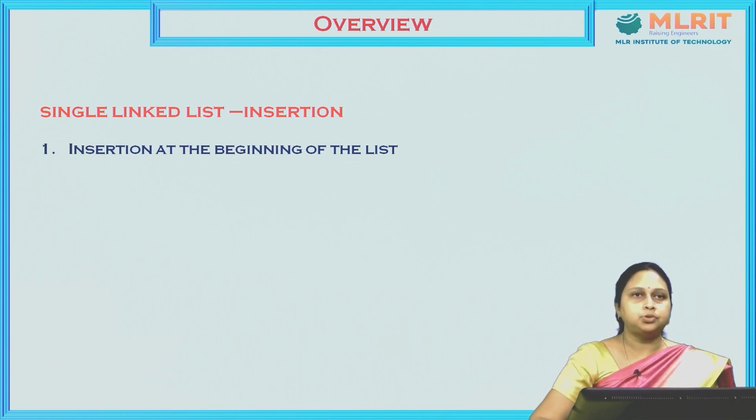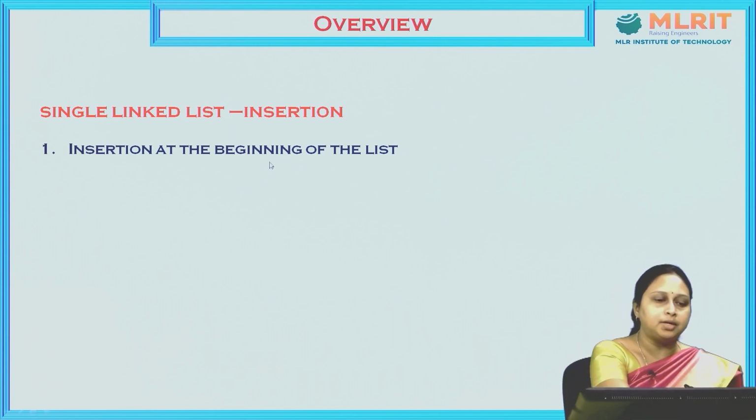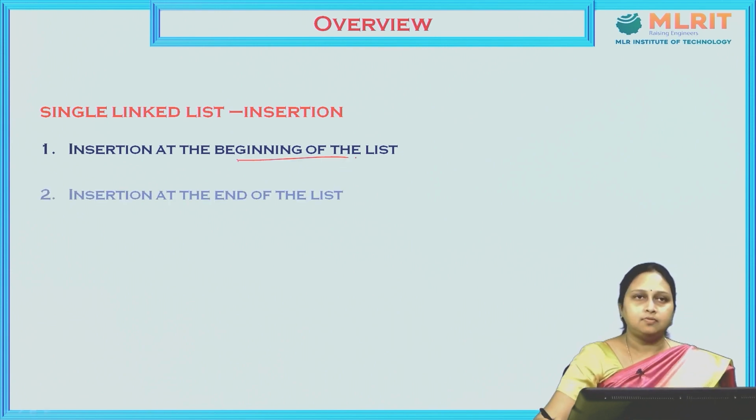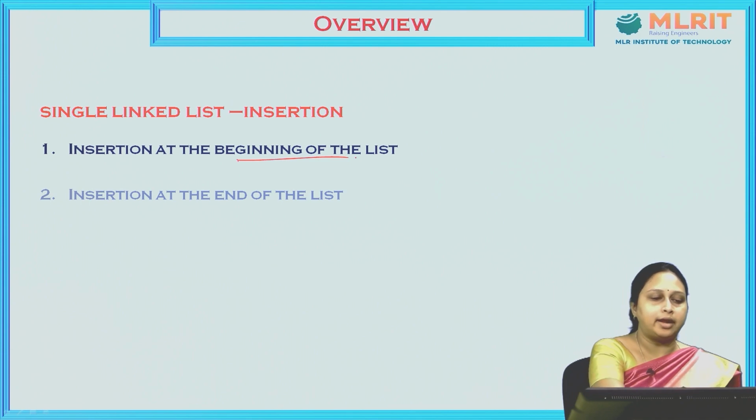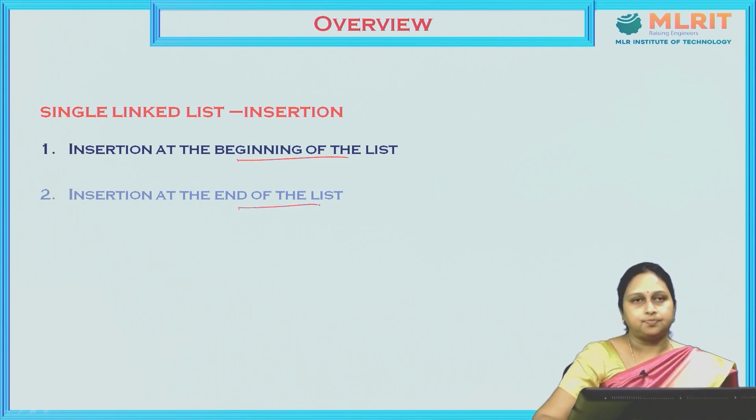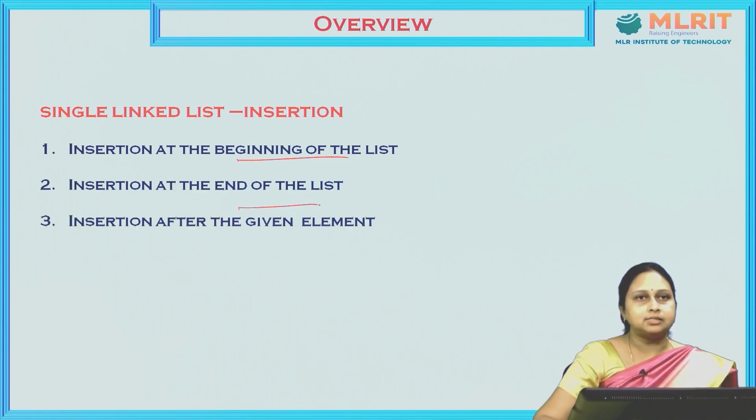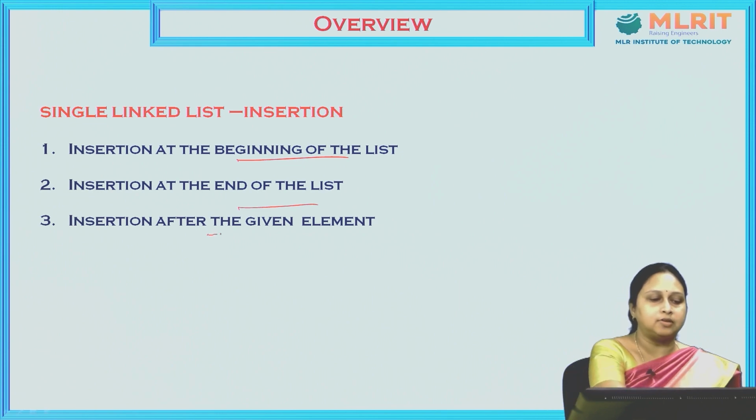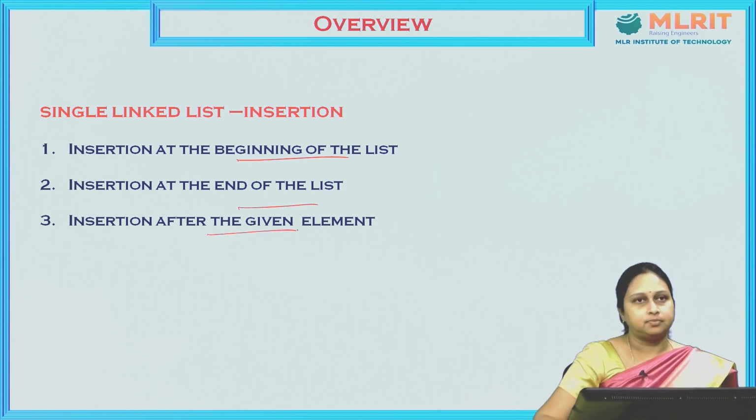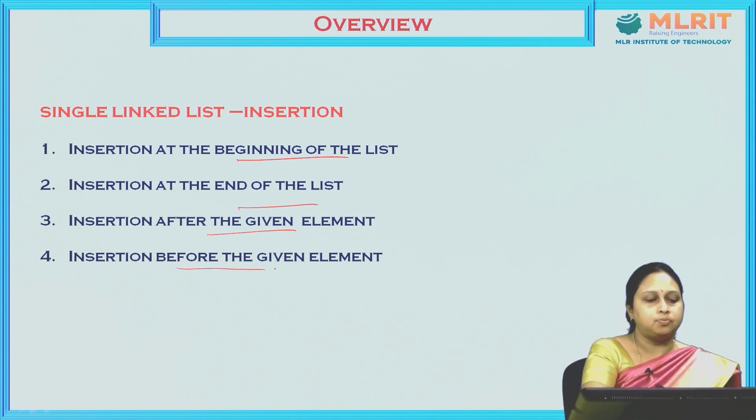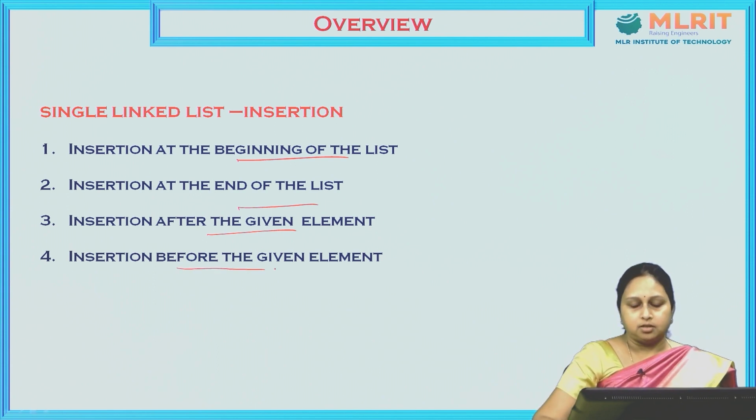We can insert a new node at the beginning of the list. Then we can insert a new node at the end of the list. Then insert a new node after the given element. And insert a new node before the given element. Let us see how we are going to perform all these operations in single linked list one by one.